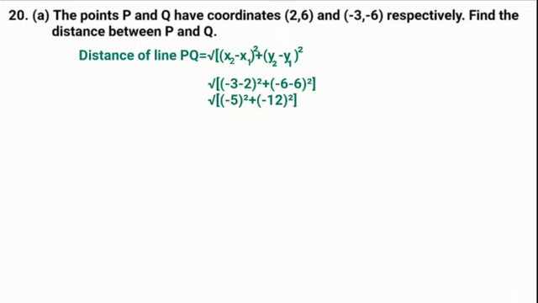Once we've done that, we find the squares of those numbers. The square of -5 is 25, plus the square of -12 is 144. Then we add 25 plus 144, which gives us 169. Then we find the square root of 169, which is 13. So the distance between P and Q is 13 units.